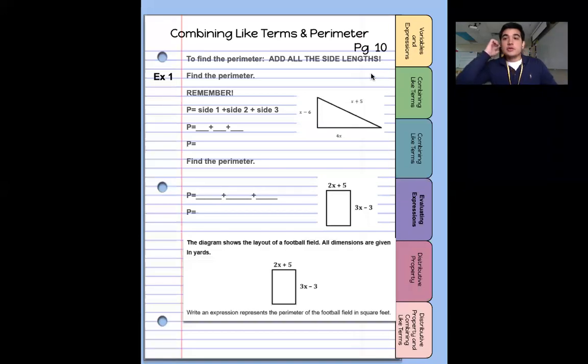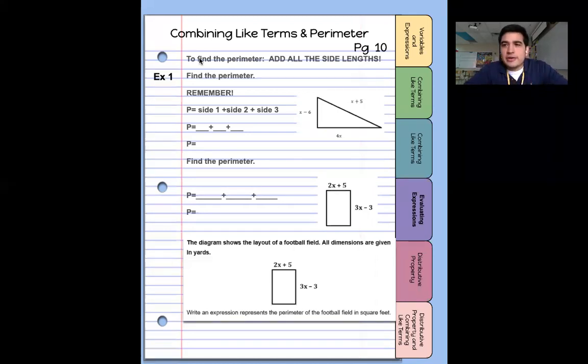Okay, good morning. So what we're going to be talking about today is combining like terms and using that to find the perimeter. Okay, so it's going to be a lot like the video you watched yesterday that Ms. Dominguez made. So we're going to be talking about a lot of the same stuff, and you're going to hear a lot of the same terms. Okay, so let's get started here.